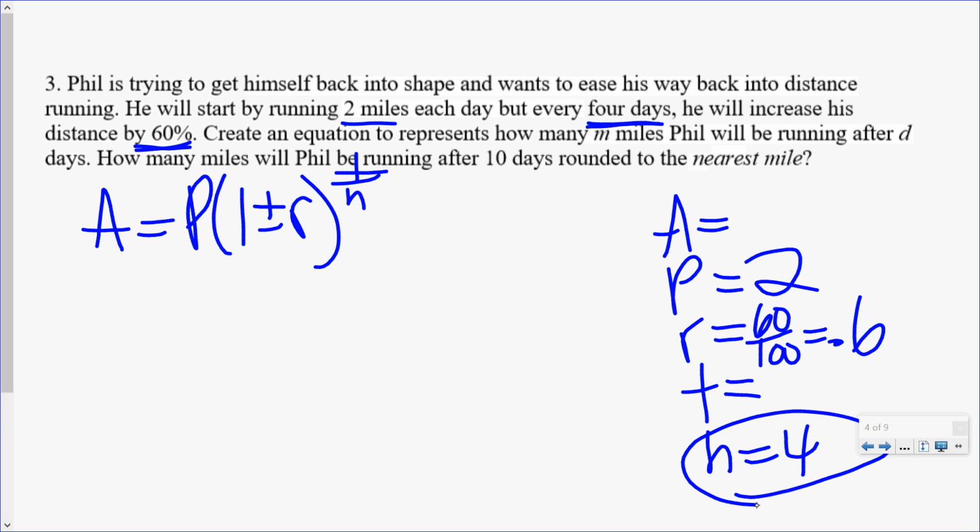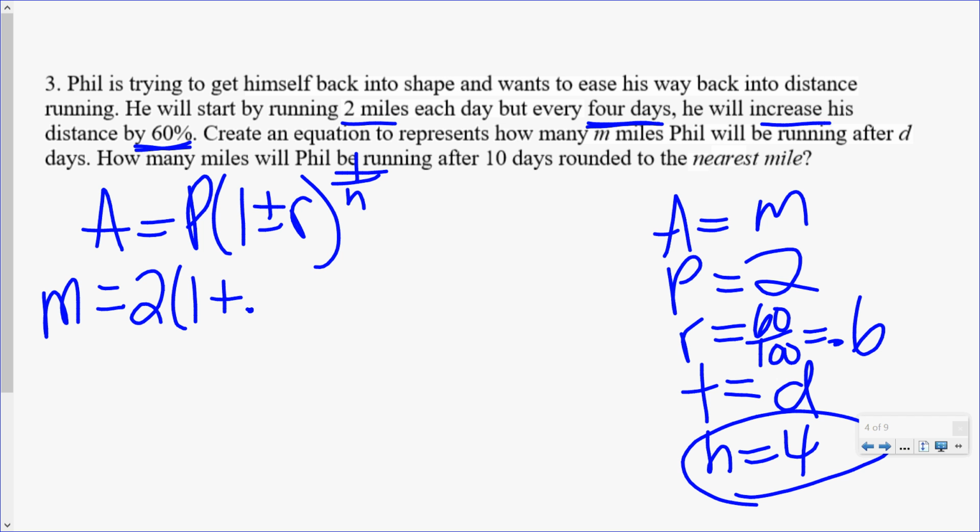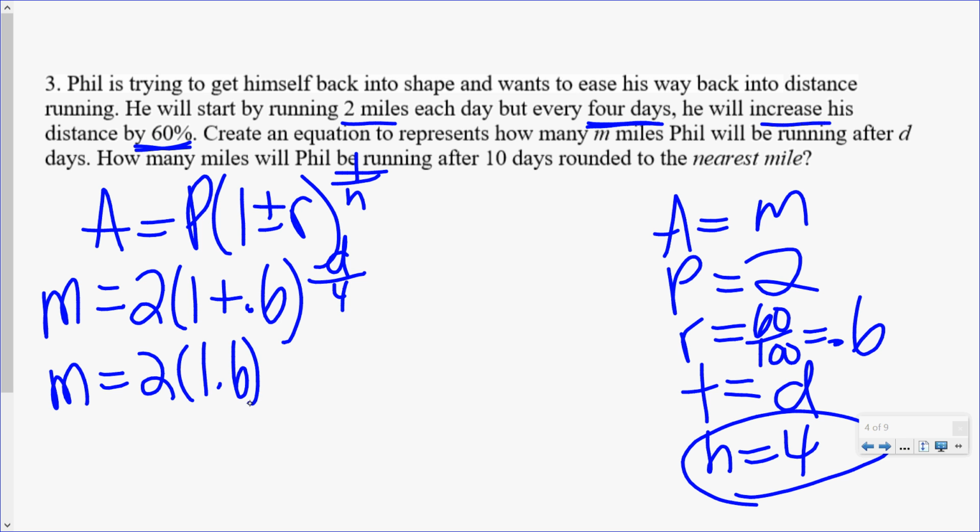Create an equation to represent how many miles M he will be running after D days. M equals 2, because he is increasing his distance, it's going to be 1 plus 0.6 to the power of D over 4. You know me, I like to always combine what's inside the parentheses. It's going to make it easier to work with when things get more complicated. This is the answer to my first question.